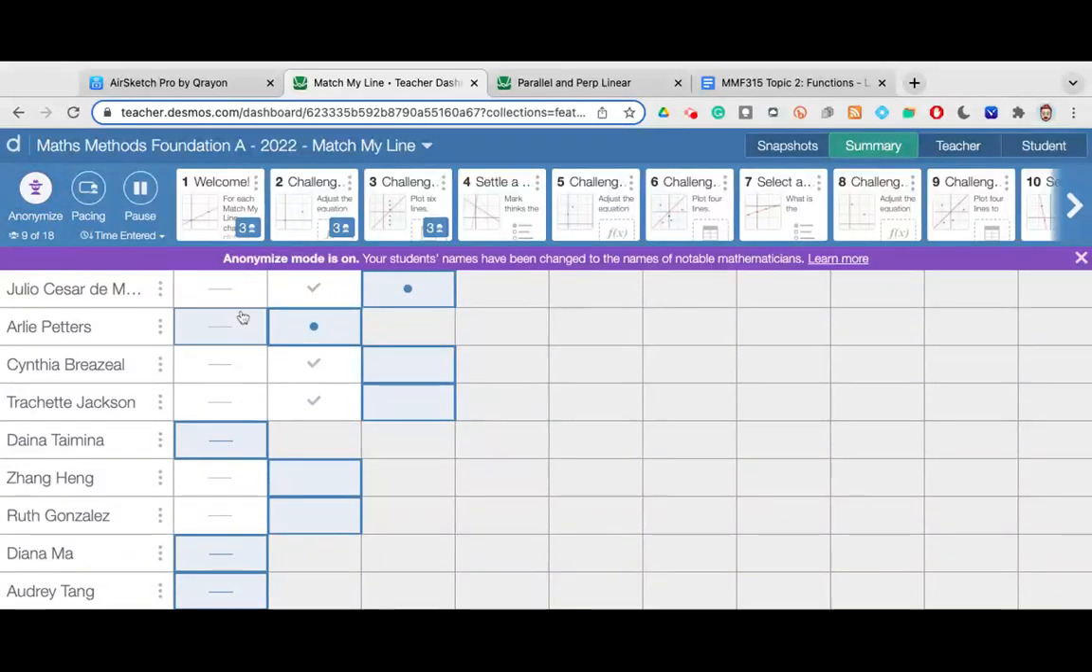I can also anonymize if you want to make it challenging. And on your screen, you will see a famous mathematician. So you can see how you're tracking compared to the rest of the class. So I'm going to give you till 9:10 to work on that.